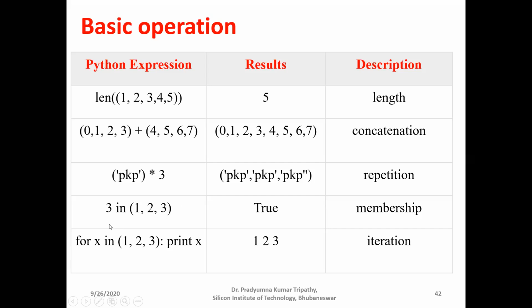I can also write 3 not in 1, 2, 3, it returns false. It returns false because 3 is present and you are giving the condition that's not in. For x in 1, 2, 3, print x. See over here, x will iterate over 1, 2, and 3, and every time it iterates over each of the items, it will print the value of x.